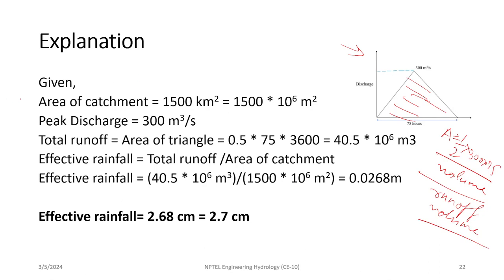So see, total runoff has been generated. How are we computing this? We are taking the area of this triangle, so we are getting this much value. Ashish, try to compute this value. Total runoff. Just a minute.